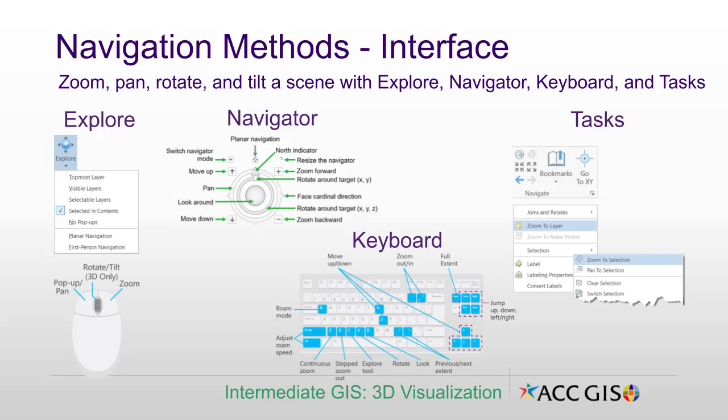For example, zoom to layer or zoom to selection, or even use a bookmark to navigate to a specific camera view of your scene. Now, the best way to get familiar with all these different interfaces is to use them. And so play around with the Explore button, the navigator control, your keyboard, and even some of your task-based settings to see how you can use these different interfaces to efficiently navigate a scene.